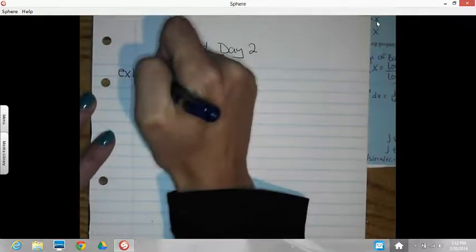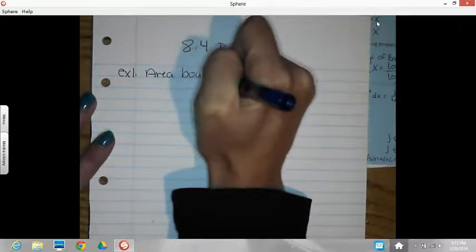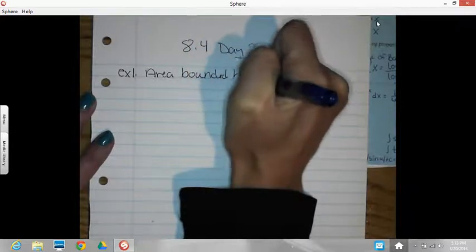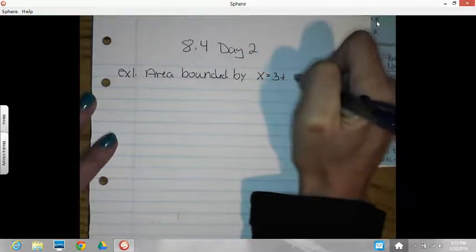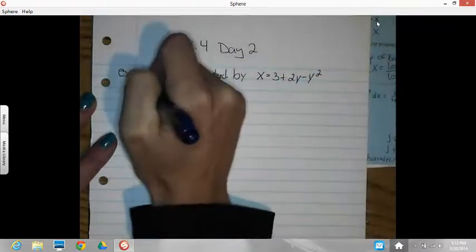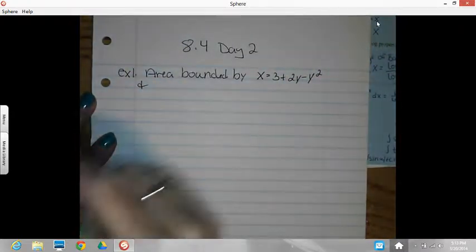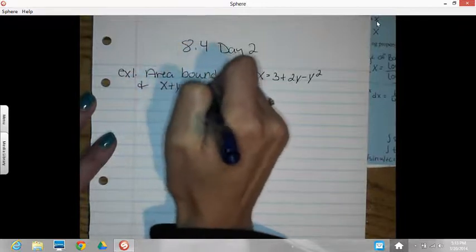First one, we want to find the area bounded by the equation x equals 3 plus 2y minus y squared, and the other equation is x plus y equals -1. Okay, first of all, you've got to take yourself back to advanced algebra.